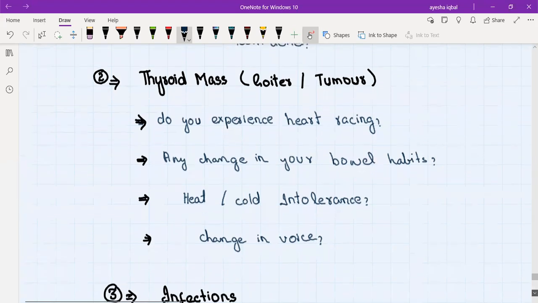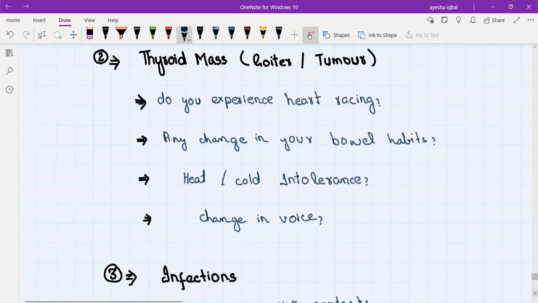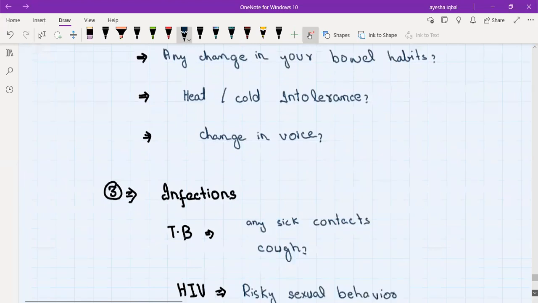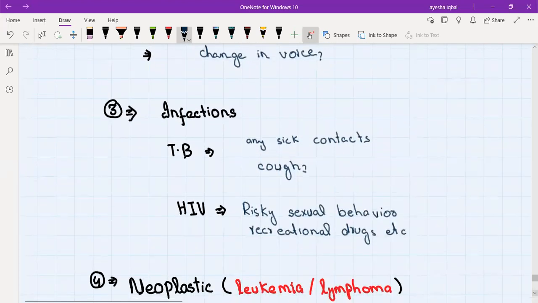And the third differential on our list is infection, which is another common cause of lymphadenopathy. So basically, tuberculosis and HIV are the most important things to keep in mind when a patient presents with neck lump. So for TB, we'll ask about any sick contacts that have been diagnosed with TB, any history of prolonged cough or hemoptysis. Okay, so bringing up blood while coughing.